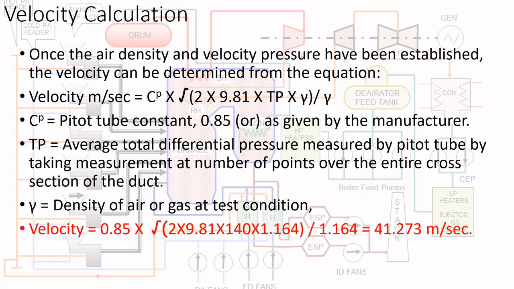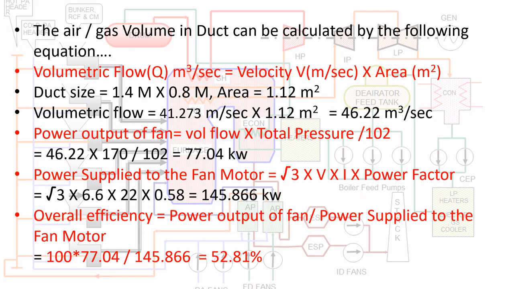Now the air or gas volume in the duct can be calculated by the following equation. Volumetric flow will be equal to velocity multiplied by area. So here we have the duct size, we have got the duct area. The volumetric flow has been calculated, and it comes out to be around 46.22 meter cube per second.